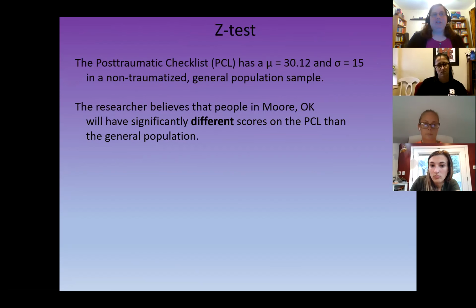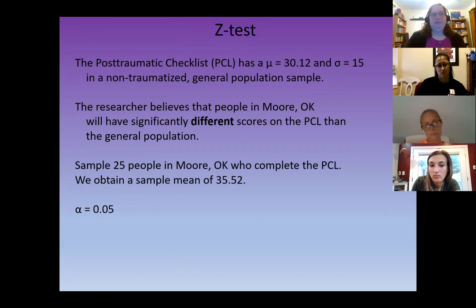So at this point, we'll look at a z-test one more time. We once again have the same setup, right? So far, everything's the same. The only thing I've changed is our sample mean. I've now made the sample mean 35.52, and I've specified our alpha is 0.05. So let's look at this.